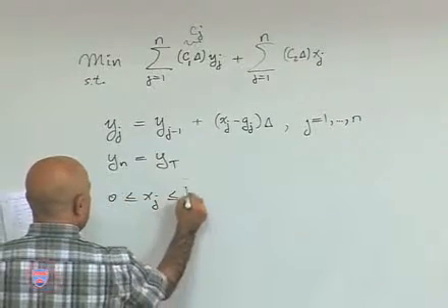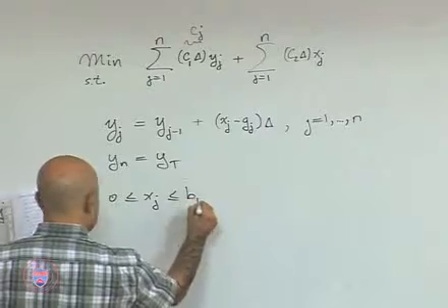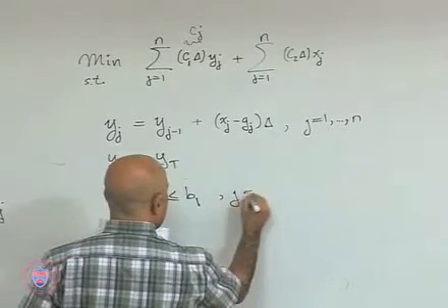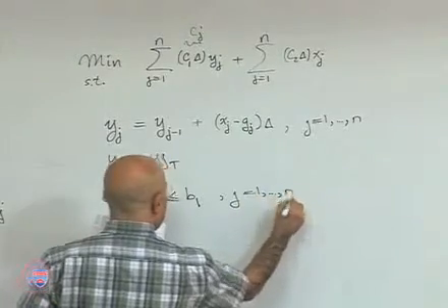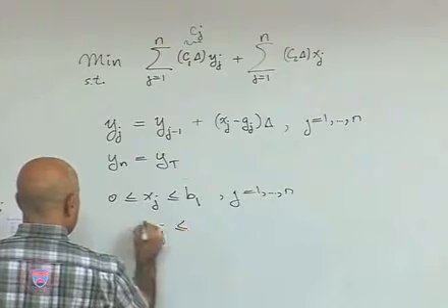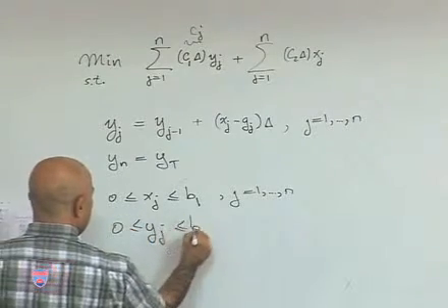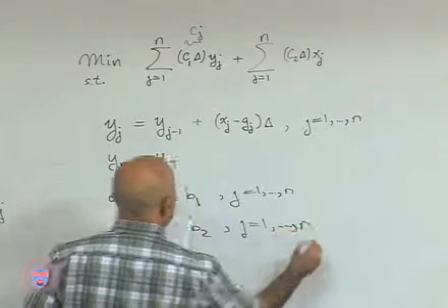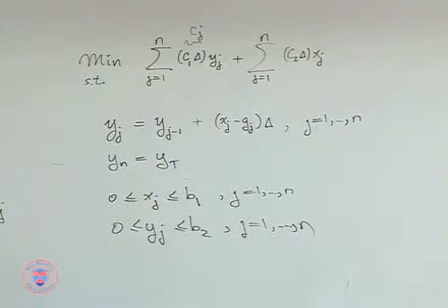The xj's are bounded below and above by 0 and b1 respectively, and the yj's are bounded below and above by 0 and b2 again respectively. That's a linear programming formulation of this problem.